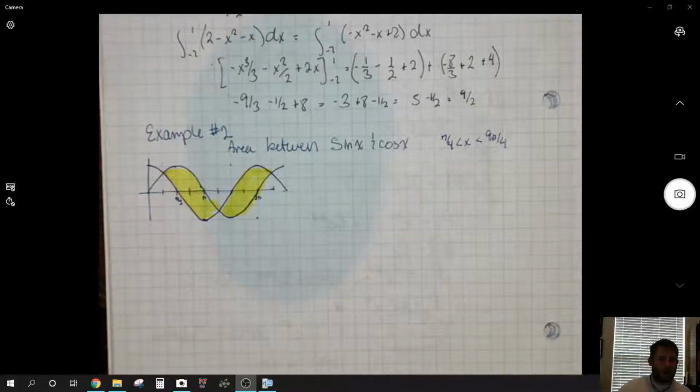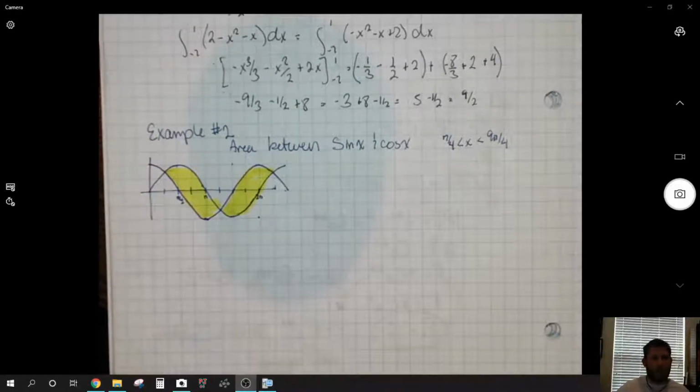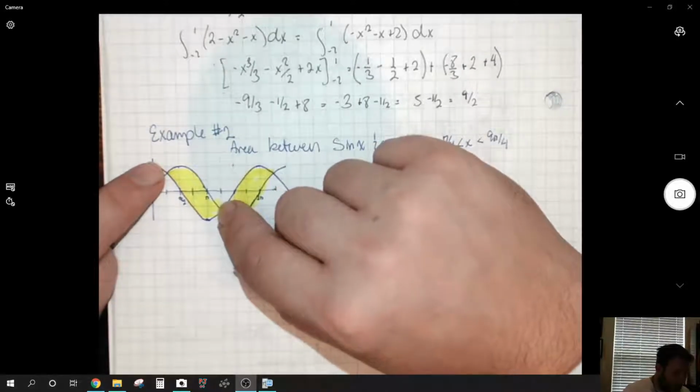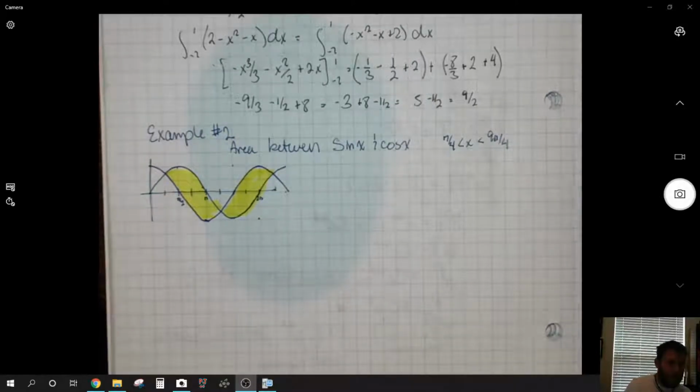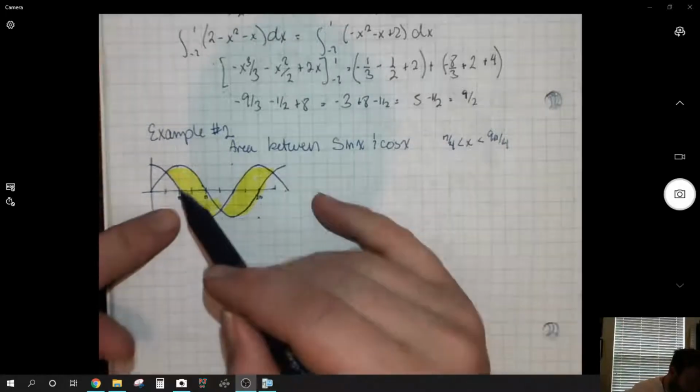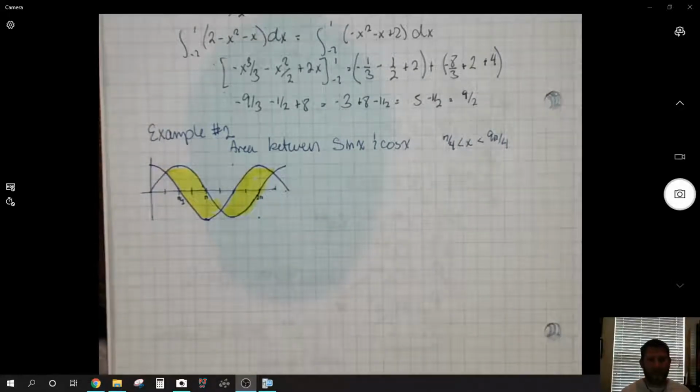Okay, so we're on to now example number 2. I went ahead and wrote the problem out already. We are trying to find the area between sine and cosine between pi over 4 and 9 pi over 4. Okay, so what we can see here is this is our first bit. Now the one thing I want to point out about this problem is that this problem is actually much easier than it looks, because it's very, very clear that this area and this area are the exact same thing.